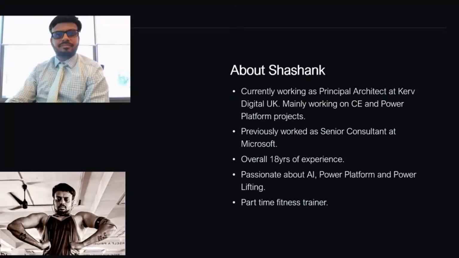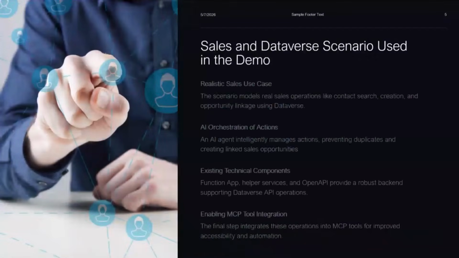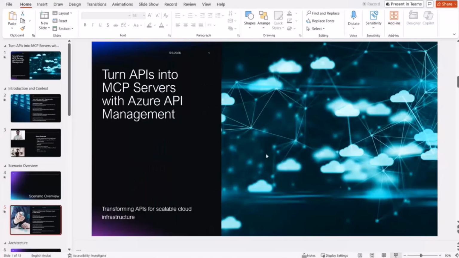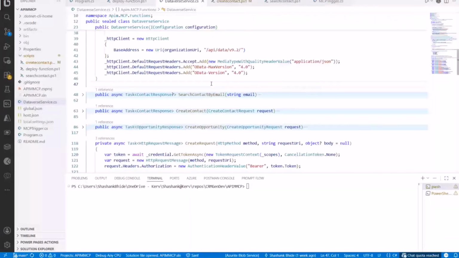The scenario we are going to cover today is basically a small sales scenario. In the interest of time, let me quickly jump to the code part. I hope you're still seeing my screen. This is a function app on your screen. It has three endpoints.